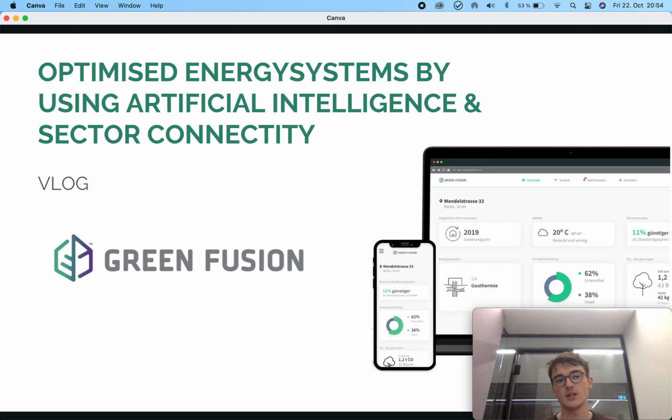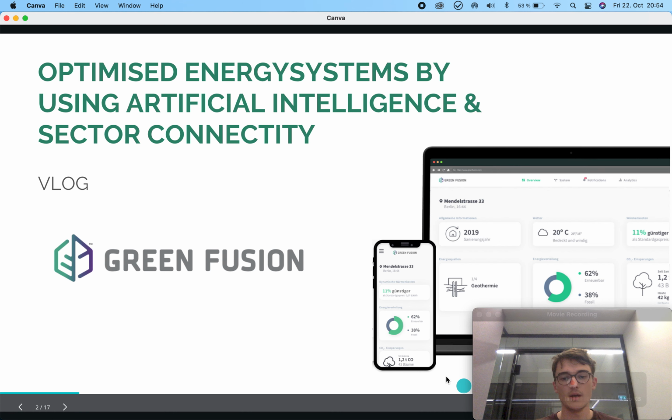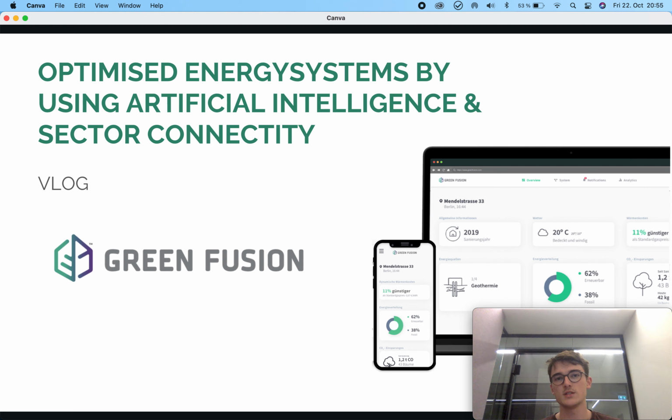integrate all this using AI and the so-called sector connectivity between, for example, photovoltaic, which is electricity, and your heat pumps, which are heat. And this is pretty revolutionary because the existing ones are often not interconnecting with the different systems, and they're all running on themselves very inefficiently. And Green Fusion helps to increase this efficiency by 20 to 30%, and therefore reduces your heating costs by the same amount, and also decreases emissions because of that.